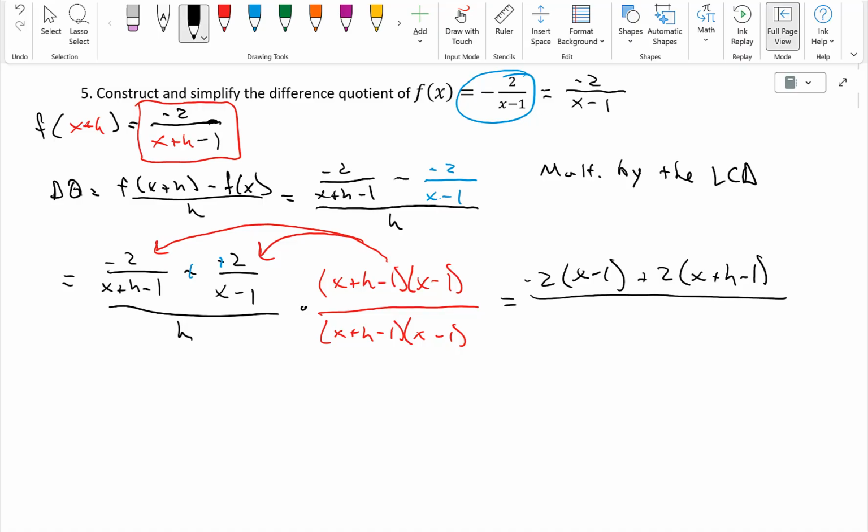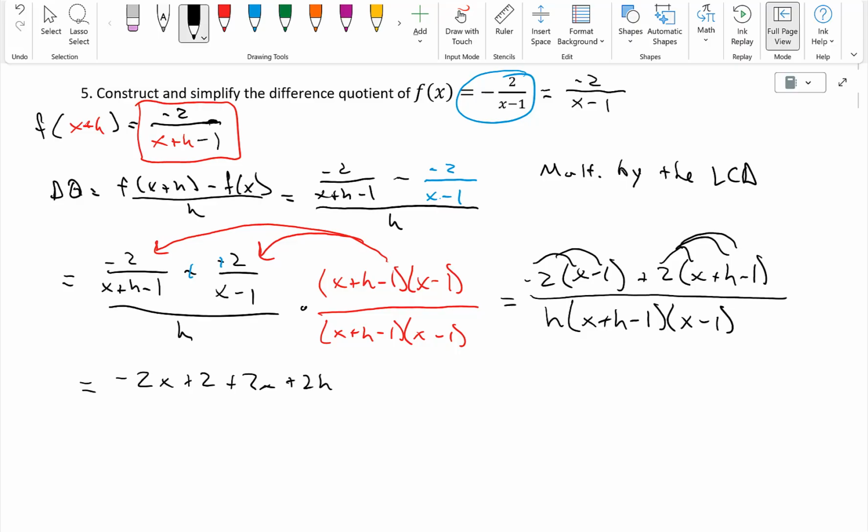And our denominator, we're going to keep all three factors, so h is there, times x plus h minus 1 times x minus 1. Again, we want to keep that factor of h. Our goal is to get rid of it, so our denominator doesn't become 0. And then we want to distribute to keep going and simplify. So a minus 2x plus 2. We distribute in that negative 2 to the x minus 1, plus 2x, 2h, plus 2h, and minus 2. All right, all over our same denominator, h, x plus h minus 1 times x minus 1.